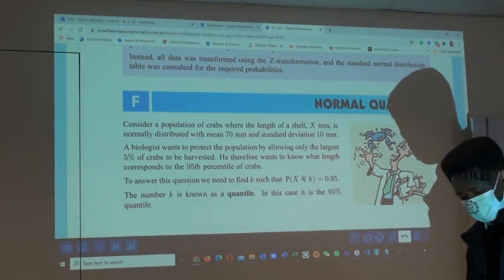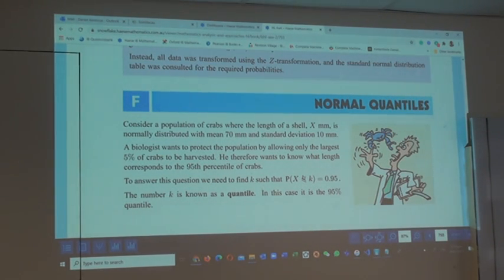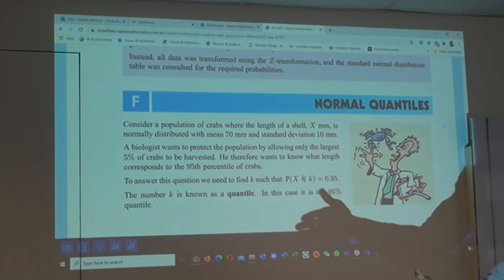So, two more things left. The normal quantiles and how to find the mean and standard deviation when given probability. Basically reversing what you normally do in the calculator. Normally you will have your mean and standard deviation, and you'll be able to use that to find certain proportion or probabilities. Am I making sense?